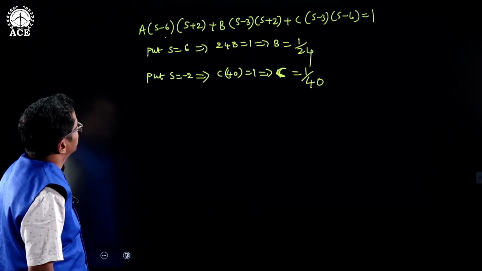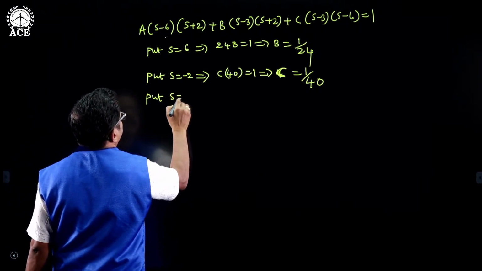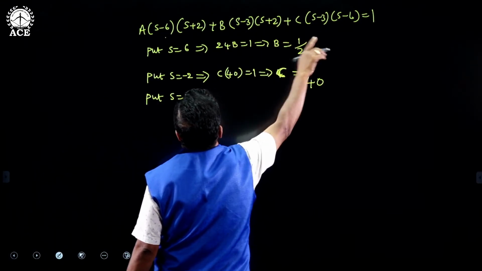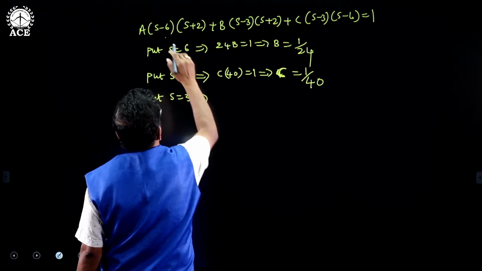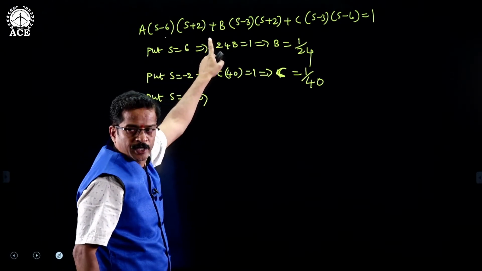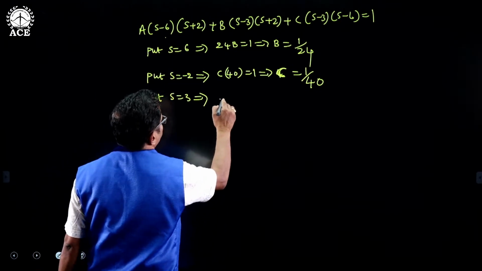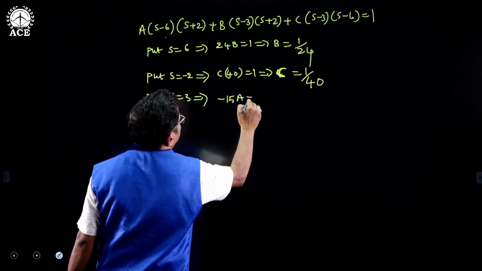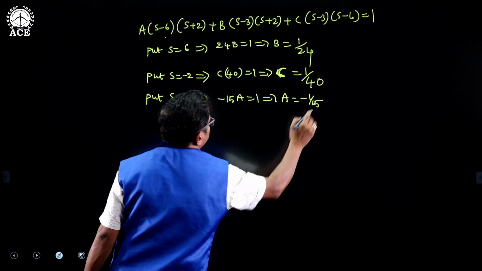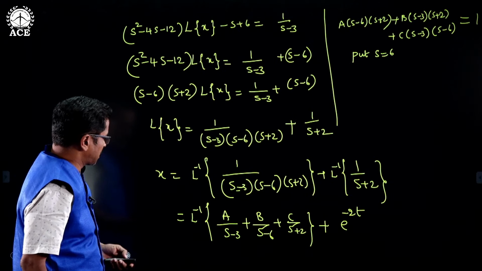Still we require a. So for that, put s equal to 3. If I put s equal to 3, these two terms are going to be 0. Then a into 3 minus 6 is minus 3, minus 3 into 3 plus 2 is 5, minus 3 into 5 is minus 15a. Minus 15a is equal to 1. From this a equals minus 1 by 15. So these are the a, b, c values we evaluated for getting the partial fractions.